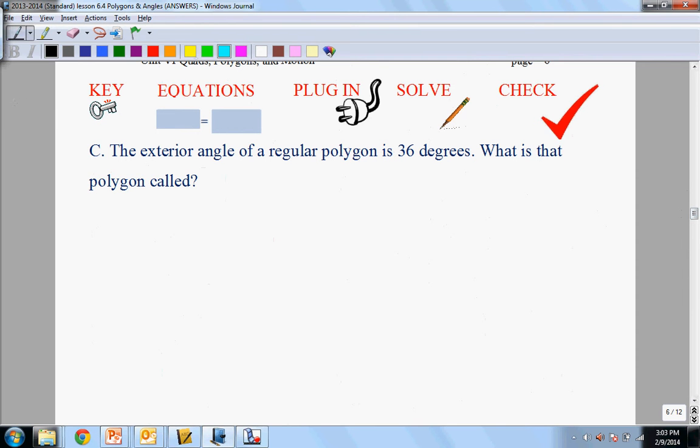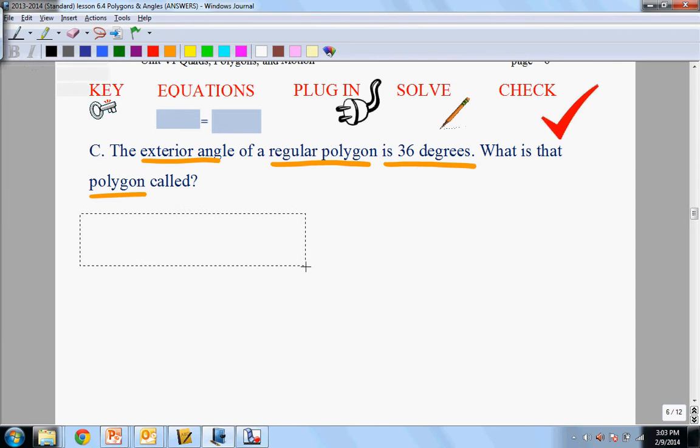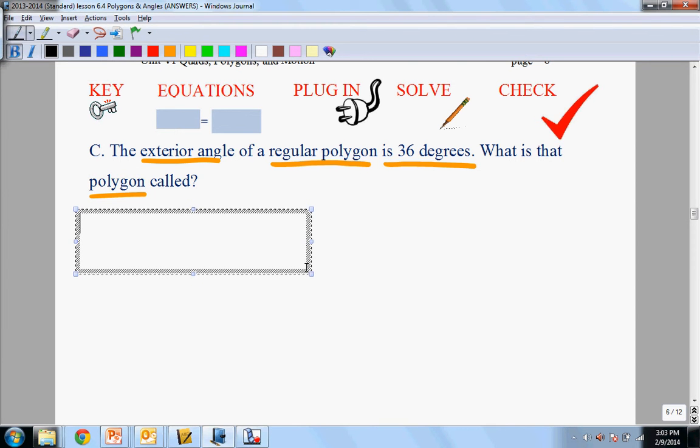It says the exterior angle of a regular polygon is 36 degrees. What is that polygon called? Okay, the absolute most important word. In fact, I'd like you to try to quiz your classmates. Before you tell them this, ask them this question.